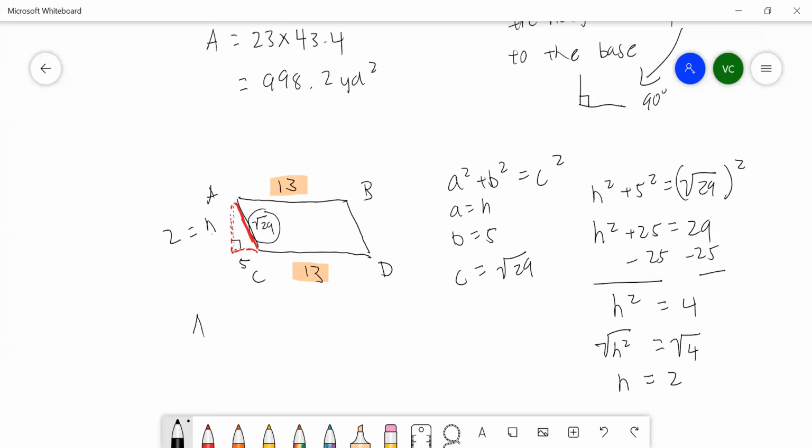Now we can find the area. Area is just base times height. Go ahead and solve that on your own. Pause the video. If you did, area is equal to 13 times 2, and that's going to be 26. You would be correct. All right, good.